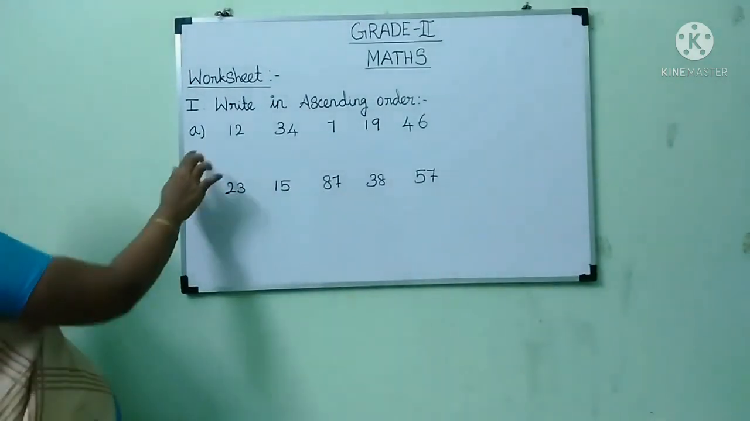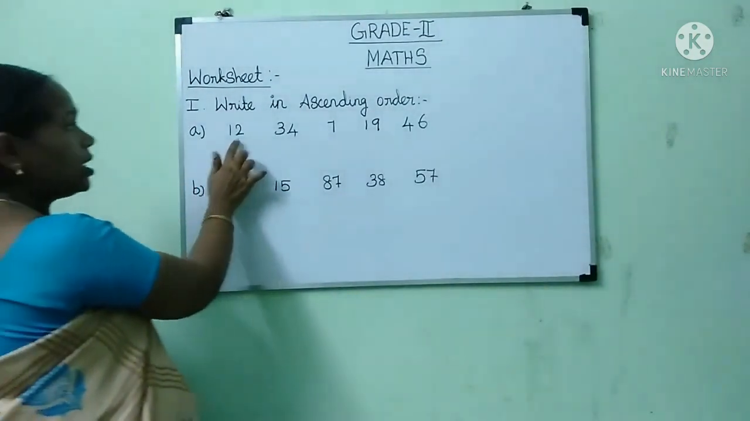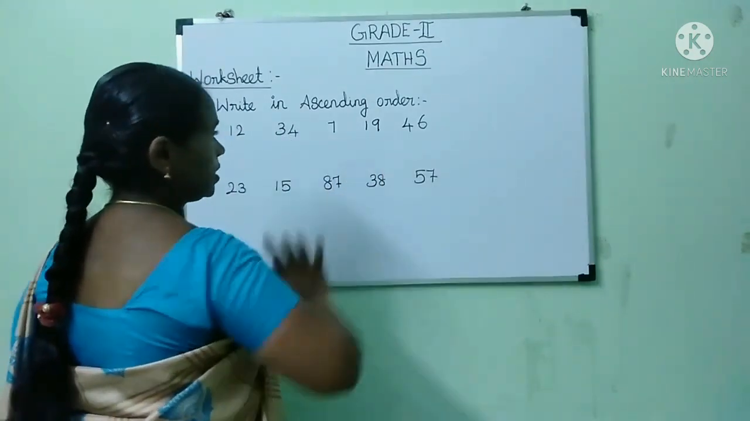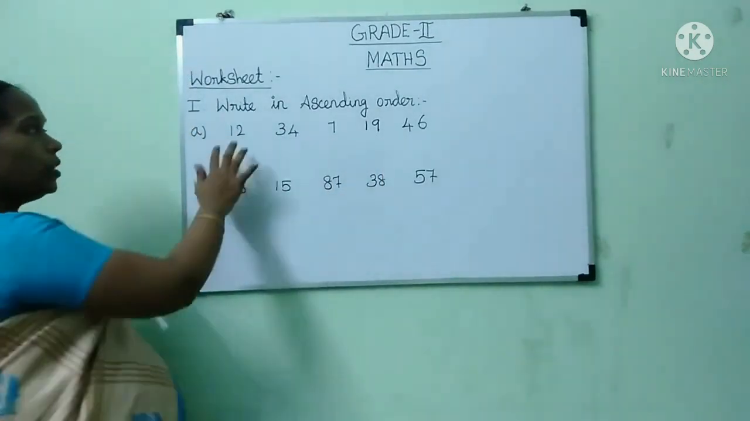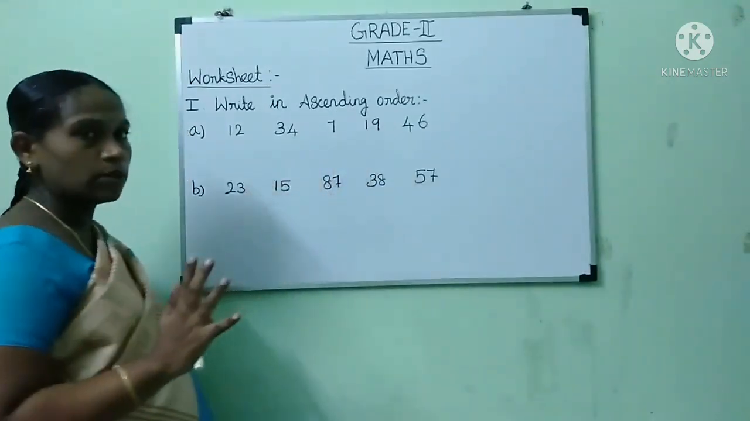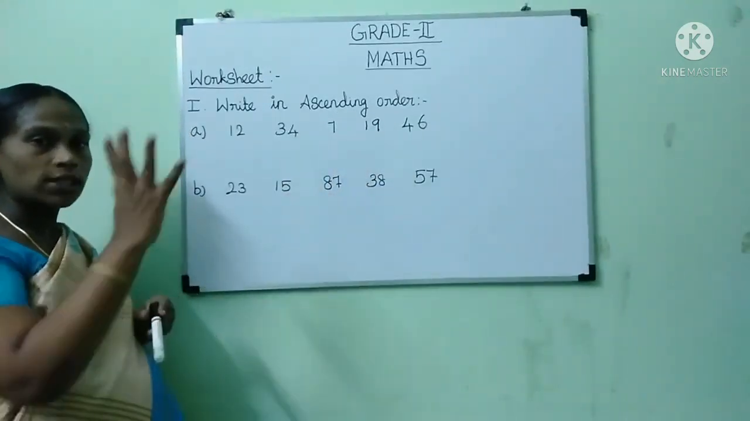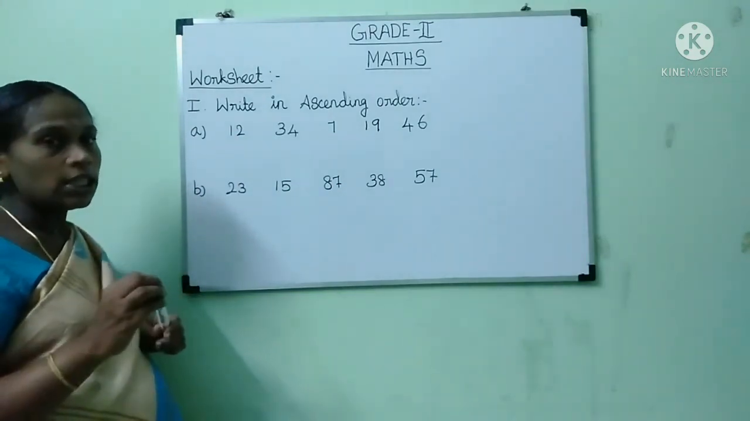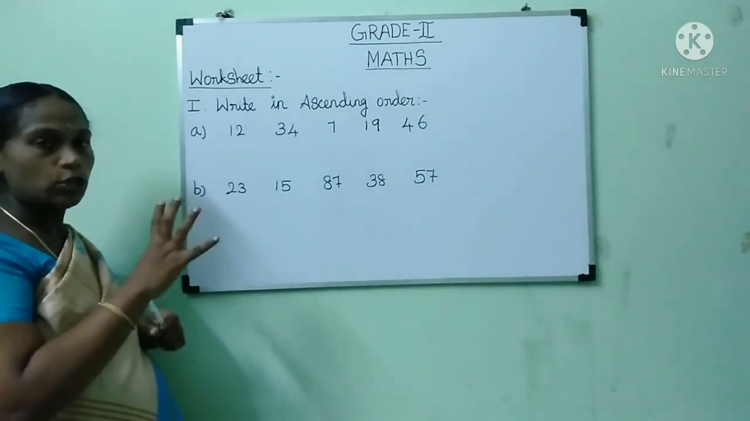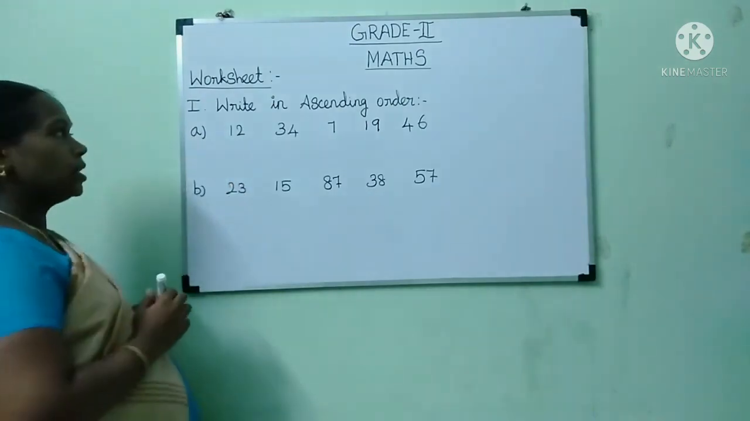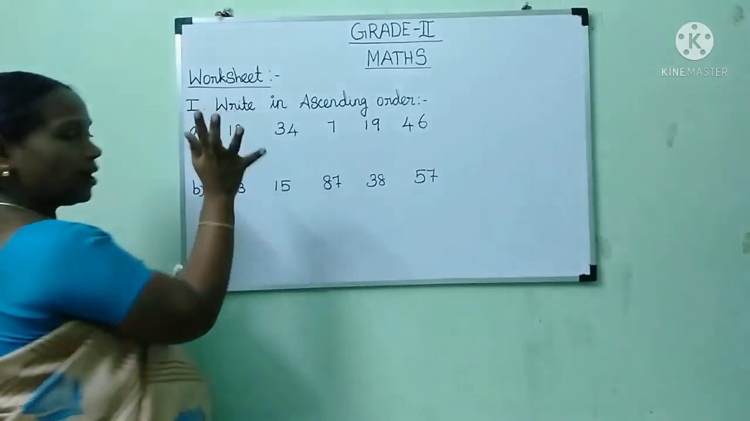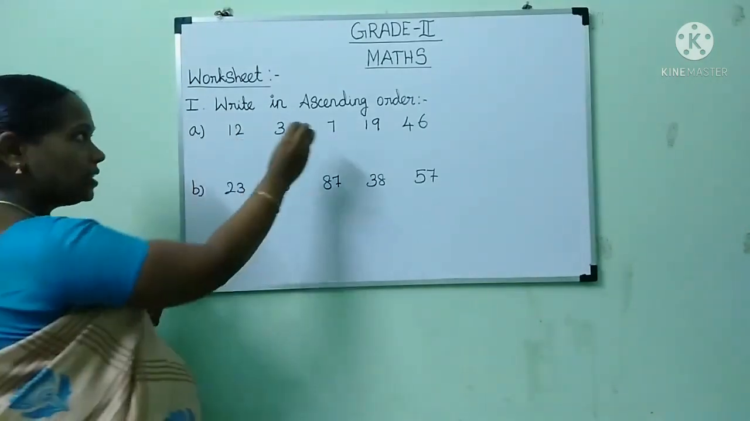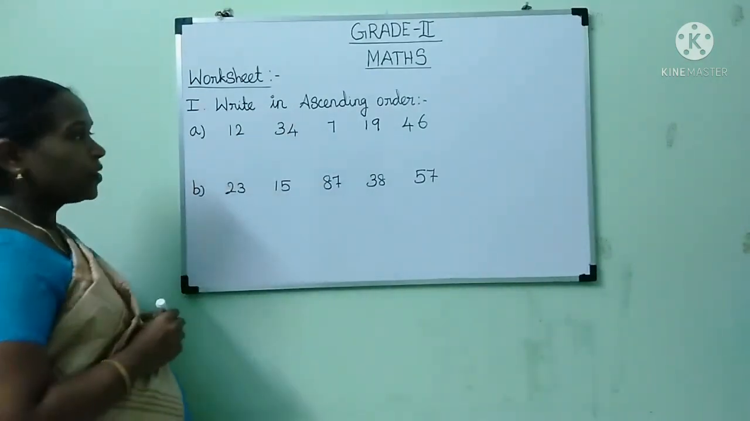See, here the first sum is 12, 34, 7, 19, 46. Okay. How many numbers are here? 5 numbers. You should write smallest number to the biggest number. Are you clear children? See, here we have 5 numbers. Which number is the very smallest number? You should write it first. Okay. See here.